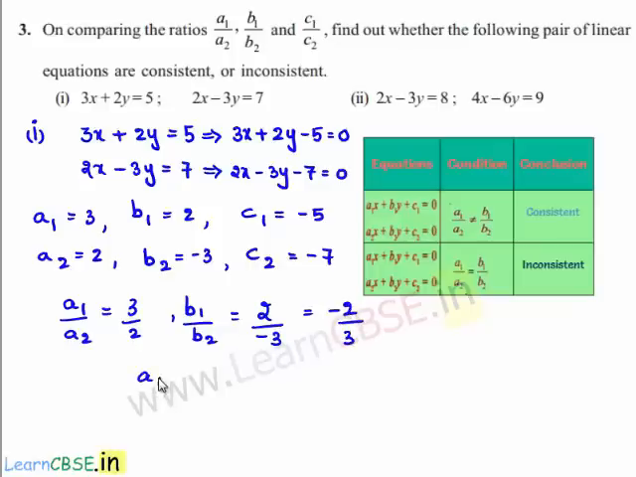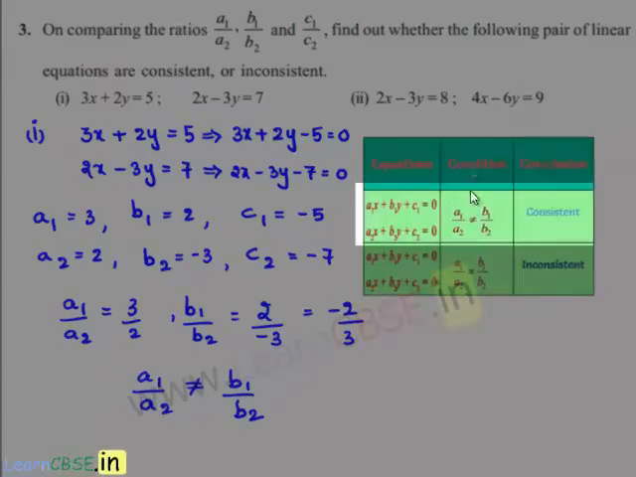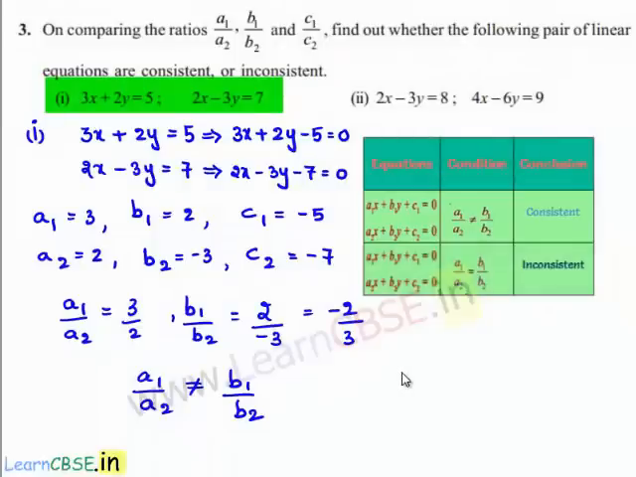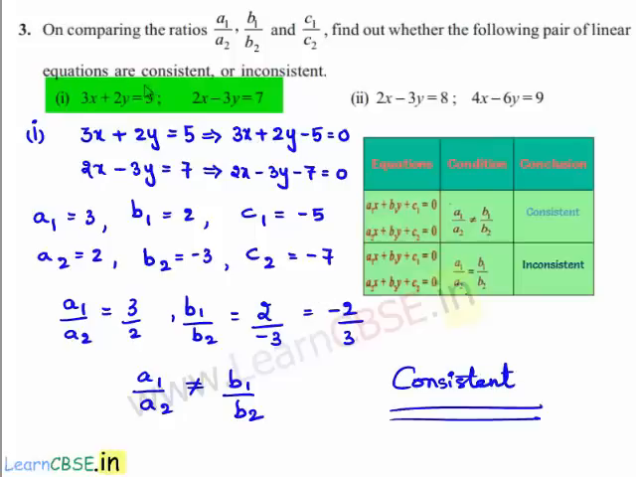So a1 by a2 is not equal to b1 by b2. By using the first condition, if a1 by a2 is not equal to b1 by b2, we say that the given set of linear equations are consistent. Therefore, the given equations 3x plus 2y is equal to 5 and 2x minus 3y is equal to 7 are consistent.